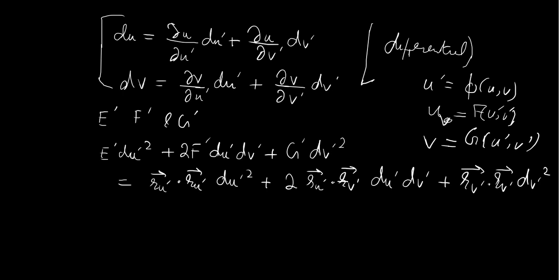Now this can be written as the norm of r_u' du' plus r_v' dv', whole squared. If you dot this vector with itself, you get exactly the expression above. So this can be further written as, now if I use my equations, substituting the value of du', okay, so this is what I have now.